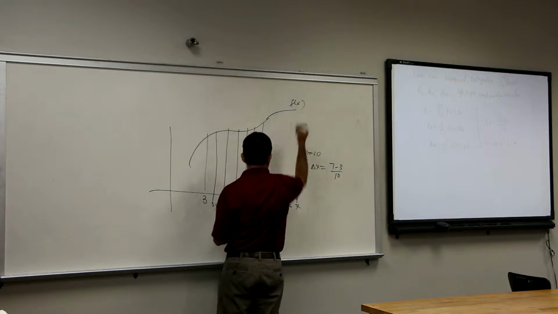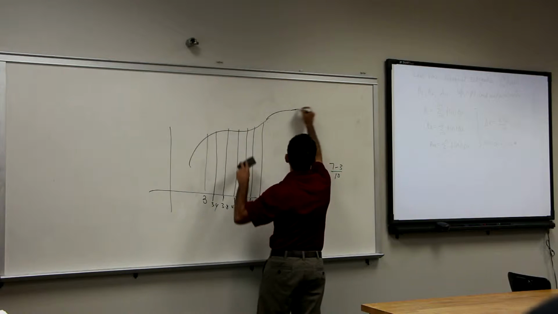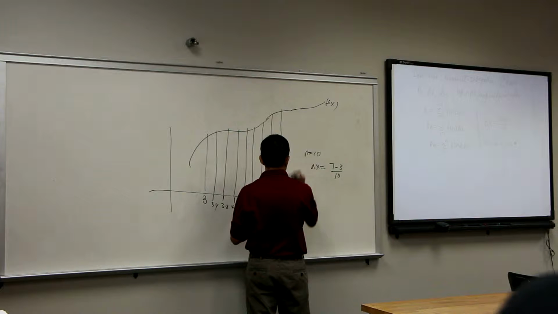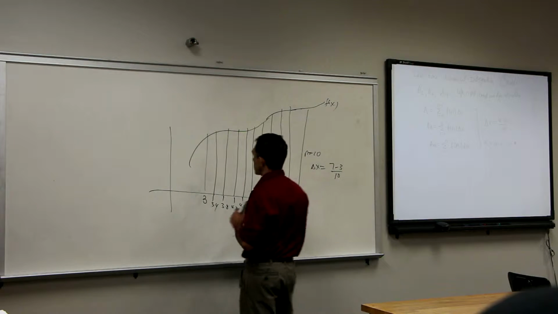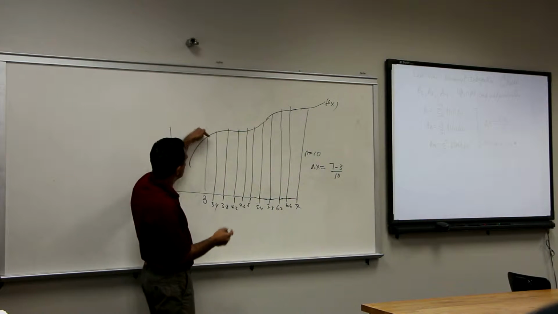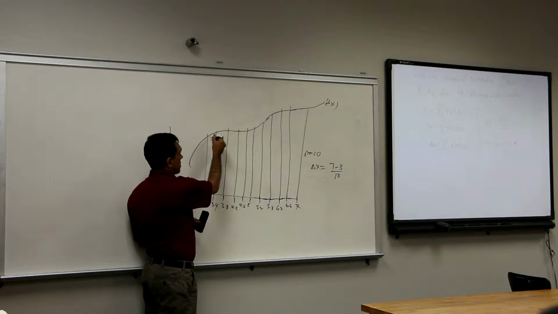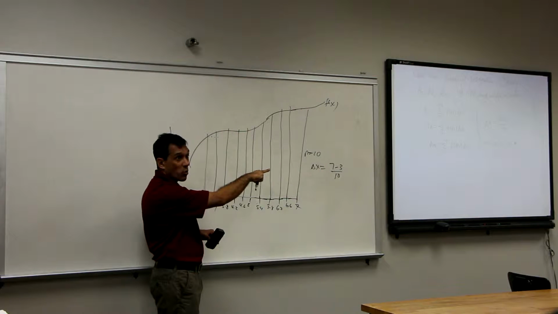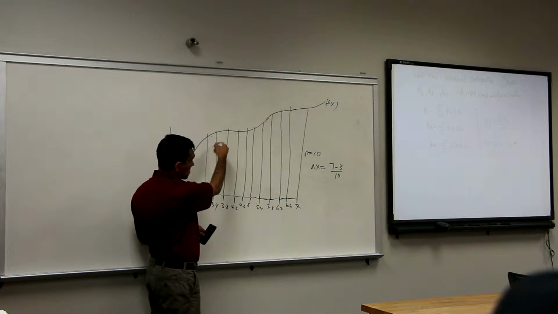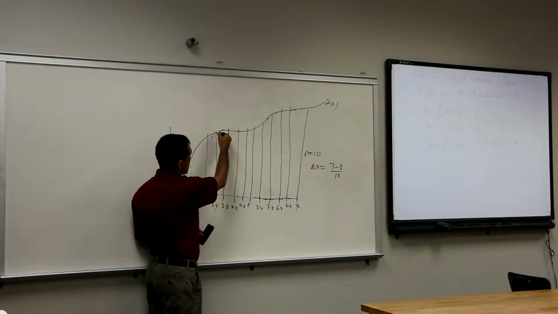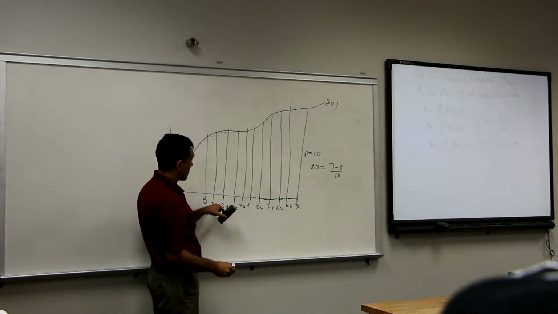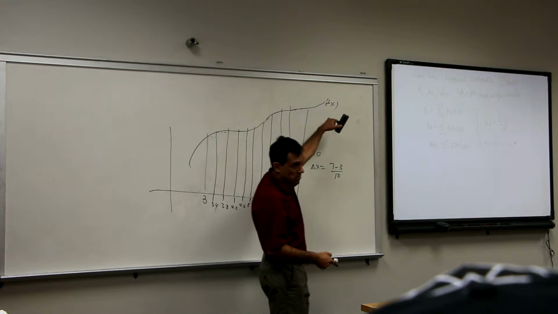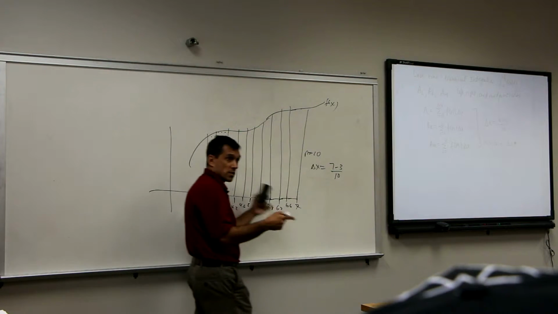Into my function. If you are using the left rule, you would do f of 3 times 0.4. And you would say f of 3.4, put it into the function, multiply by 0.4, etc.